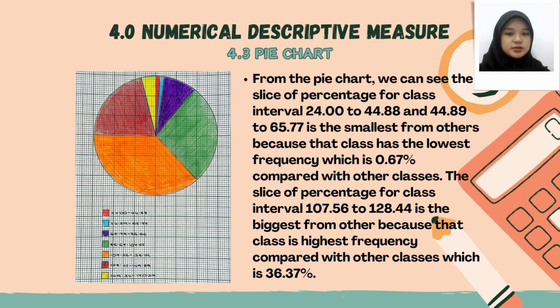Next is the pie chart. So this is the pie chart. From the pie chart, we can see the slice of percentage for class interval 24.00 to 44.88 and 44.89 to 65.77 is the smallest from others because that class has the lowest frequency, which is 0.67% compared with other classes. The slice of percentage for class interval 107.56 to 128.44 is the biggest from others because the class has the highest frequency compared with other classes, which is 36.37%.